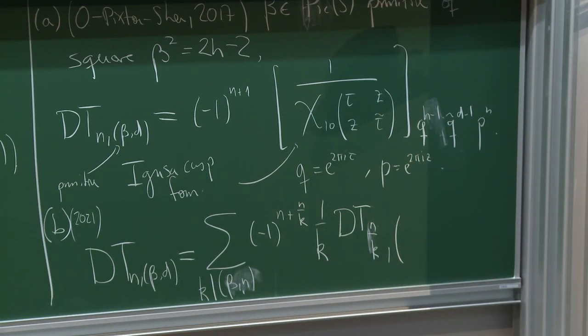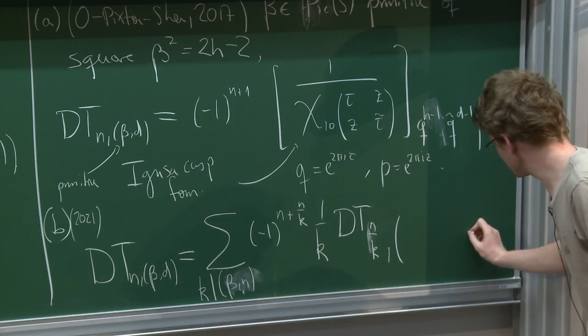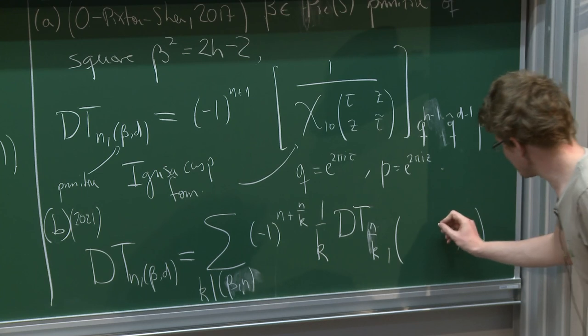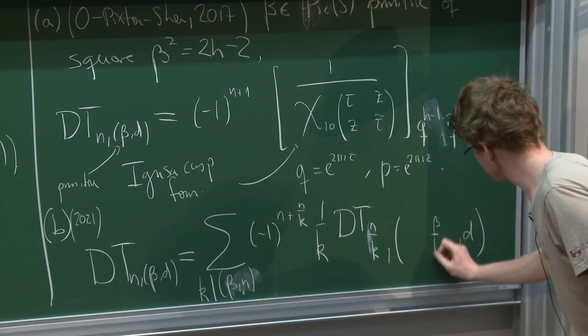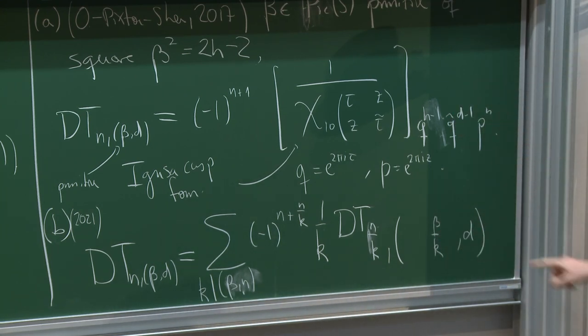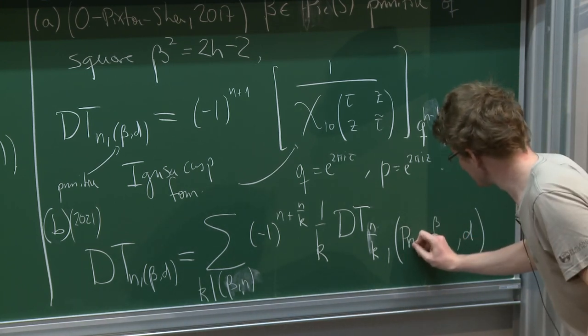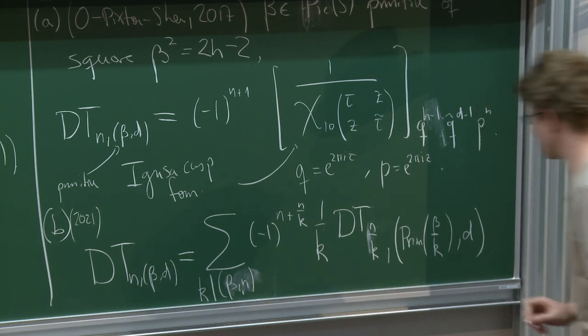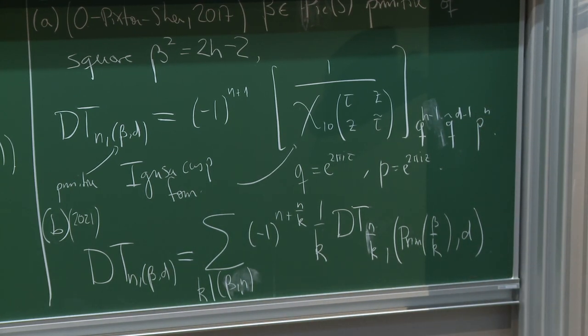And then for the curve class, the d doesn't change. And then here I want to really take beta over k, but beta over k is not primitive, so I didn't gain anything. So instead, I just assume it is primitive. Okay. So let me just say what is this prim here.